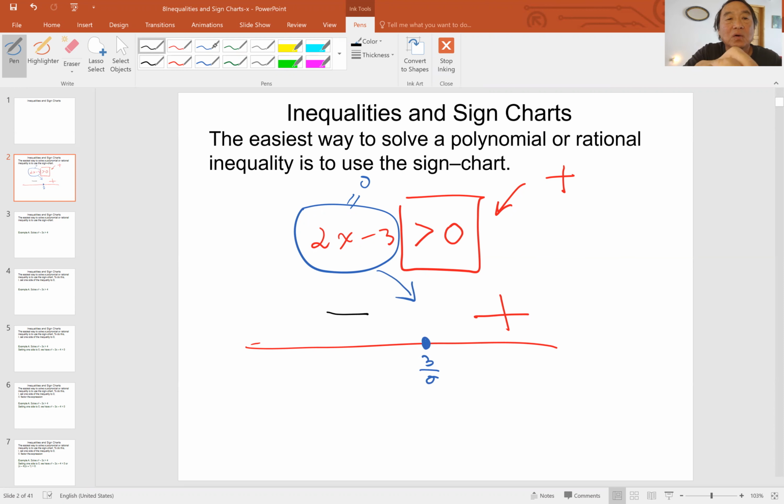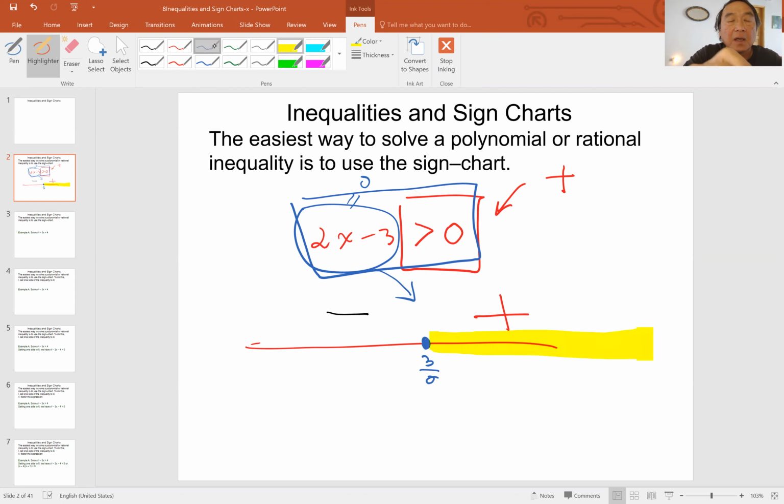And since the question is asking when is 2x minus 3 positive, we answer this question geometrically. Oh, it's positive over here. And in this case, it's strict, so it's an open circle. 3/2 is not included. Okay, so this is solving it by pictures, that is, drawing the sign chart of these.